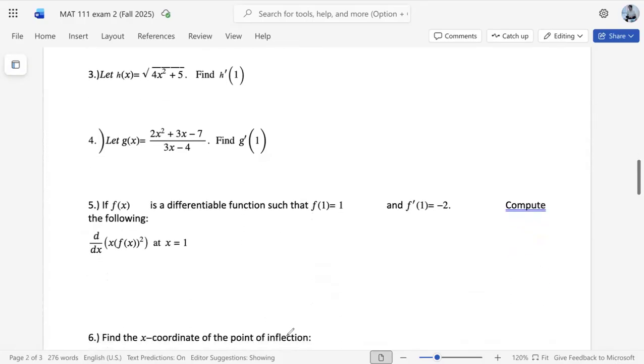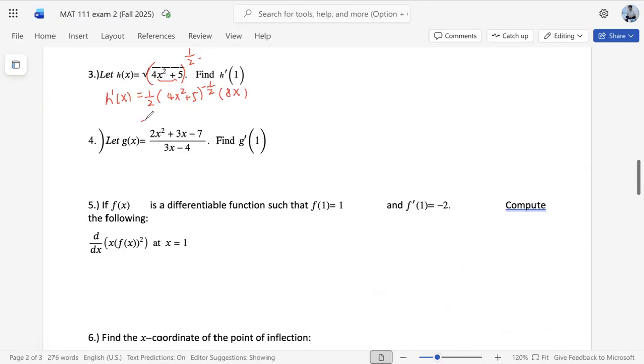Okay, let's see 3. Again, we want to differentiate h, right, h prime. So firstly, we want to rewrite this as raised to the half. So I have a half of whatever this is, 4x squared plus 5, raised to half minus 1, negative half. Then multiply by the derivative of this, which is just 8x.